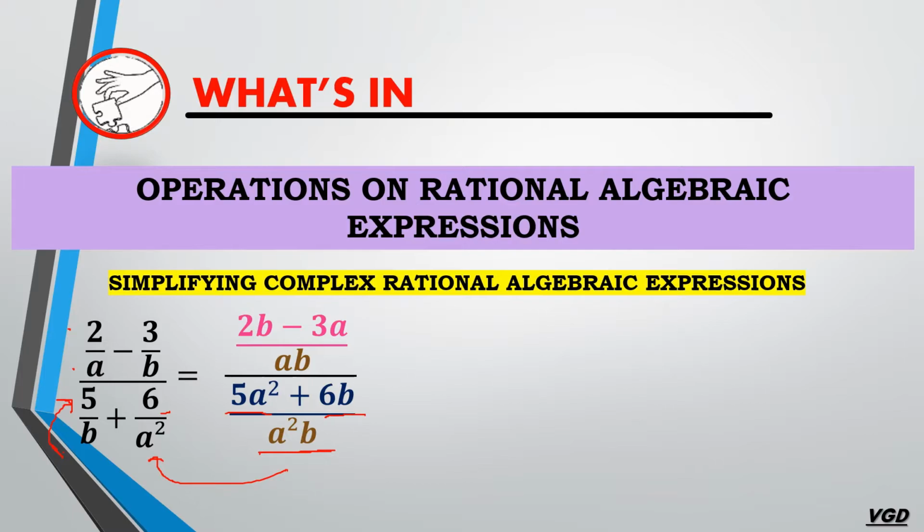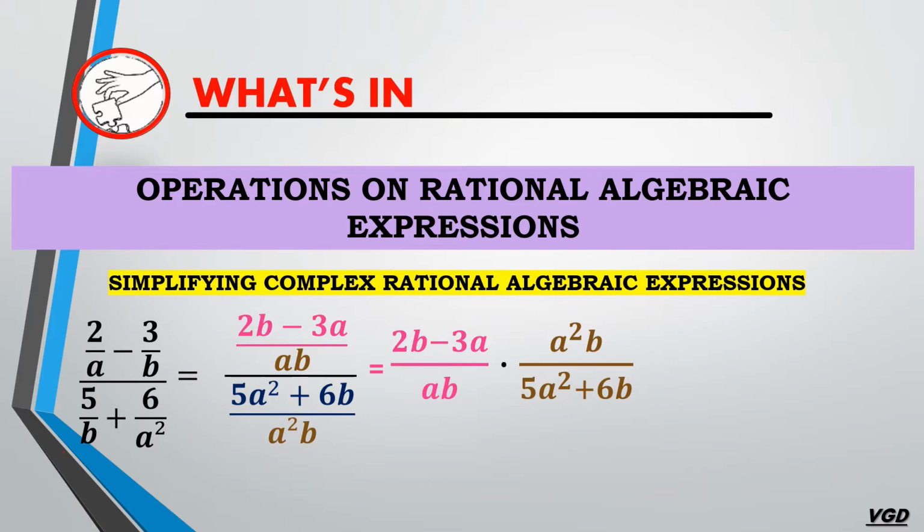And take note that in simplifying complex rational algebraic expressions and in getting its LCD, we have to remember the quotient rule, especially in dividing, and the product rule for multiplying variables. Now let's simplify our numerator. So we will be able to get 2b minus 3a over b all over 5a squared plus 6b over a squared b.